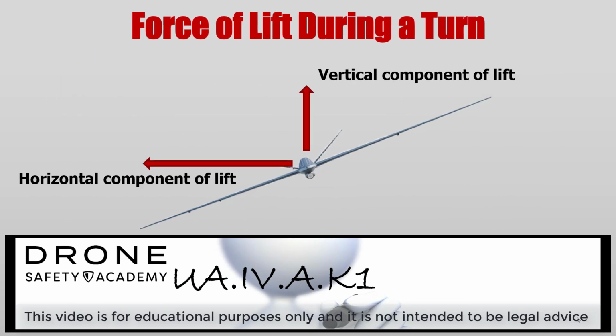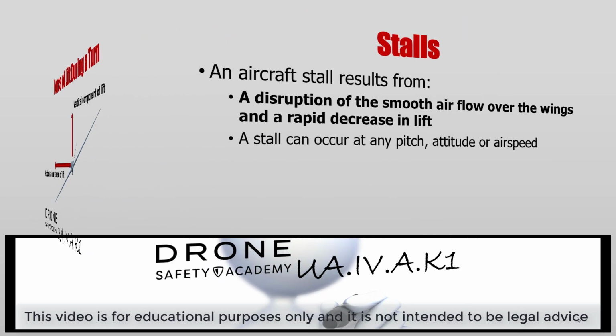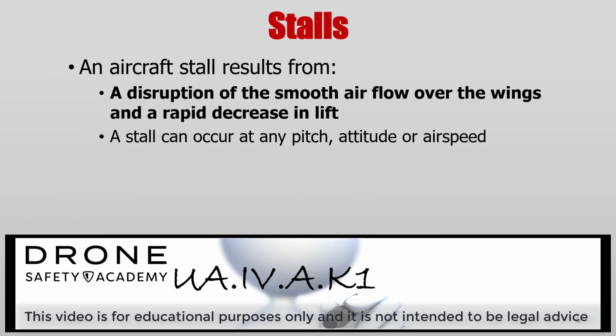Here's a picture of a Predator drone. The arrows illustrate the components of lift, the vertical component of lift and the horizontal component of lift. Next up are aircraft stalls. An aircraft may stall from the disruption of the smooth airflow over the wings and a rapid decrease in lift. A stall can occur at any pitch, attitude, or airspeed.